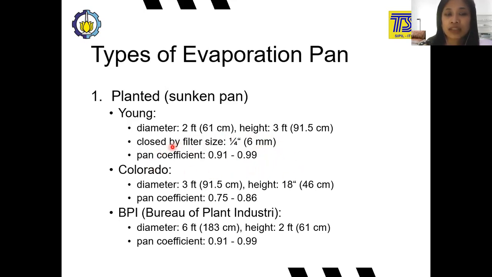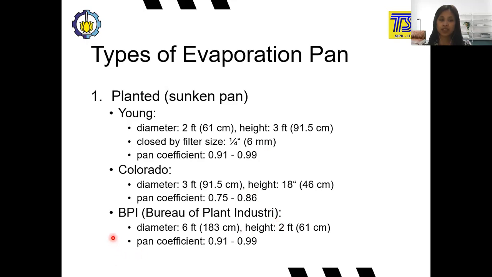And the pan also has a coefficient. So if you want to calculate the evaporation, you have to use this range of coefficients, so that you know how big the actual evaporation is compared to the evaporation calculated with this evaporation pan. And there is also this Colorado type, which has a bigger diameter than the Young sunken pan, but the height is smaller, 18 inches, and it has a pan coefficient of 0.75 to 0.86.